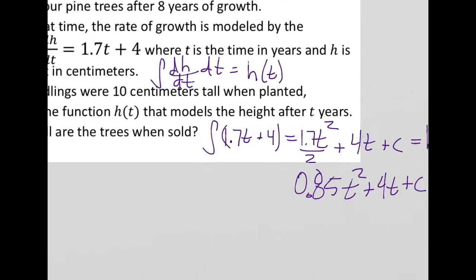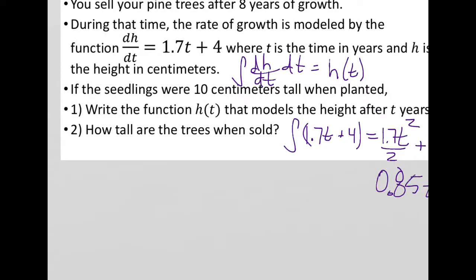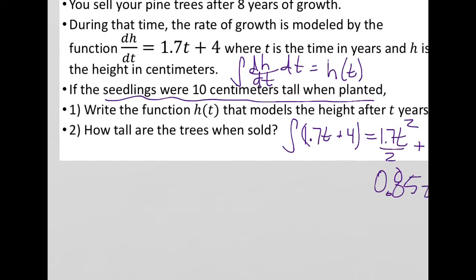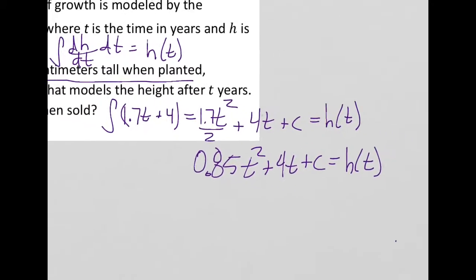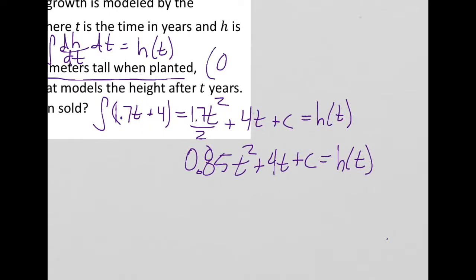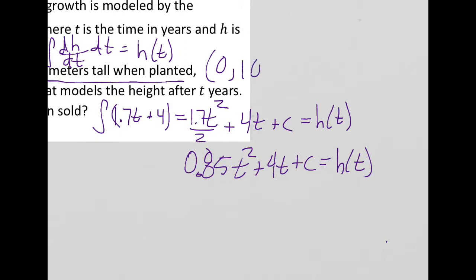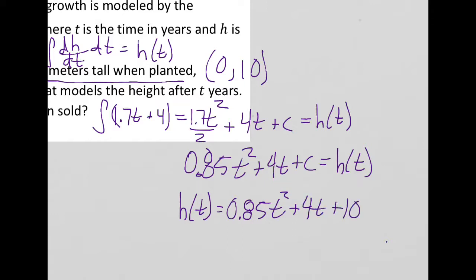Now, how are we going to find that c value? Well, we're told that the seedlings were 10 centimeters tall when planted. We're modeling the growth of them after they've been planted, and so that's telling us the initial point: when time was 0, the height was 10, which from that previous problem we discovered is telling us essentially that c is 10. So we have our height function, h of t equals 0.85 t squared plus 4t plus 10.